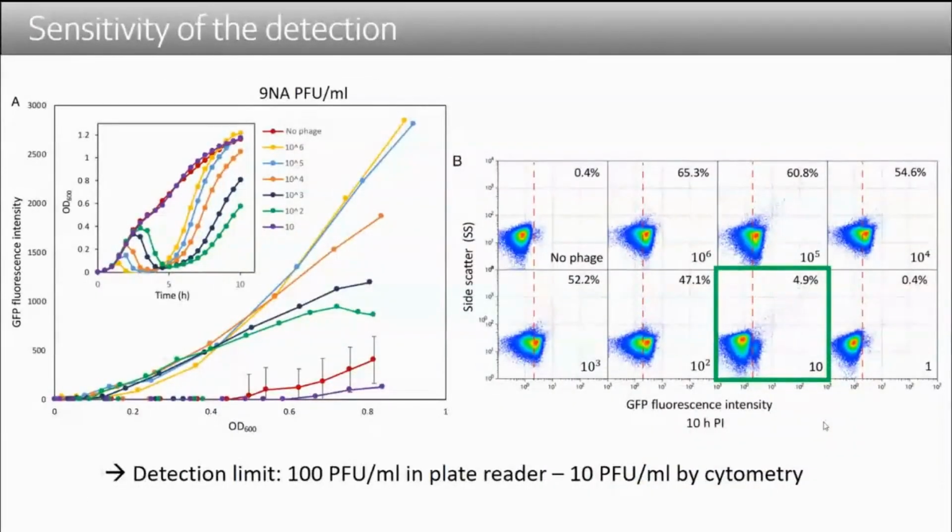So next, he studied the sensitivity of the detection. By doing serial dilutions, he was able to show that, well, he could detect around 100 phage plaque forming units per ml in a plate reader, and using flow cytometry increased a little bit the detection limit to 10 PFUs per ml. Well, it was good, but not enough for David.